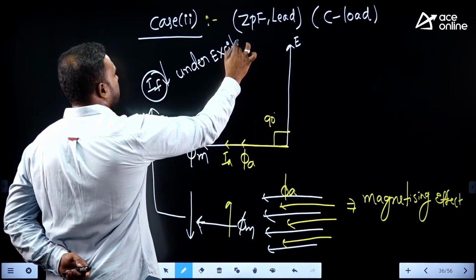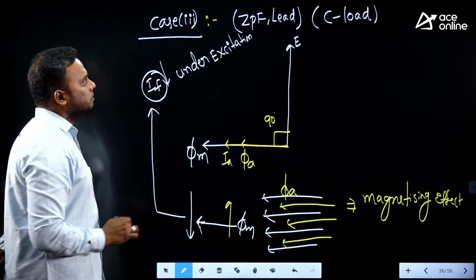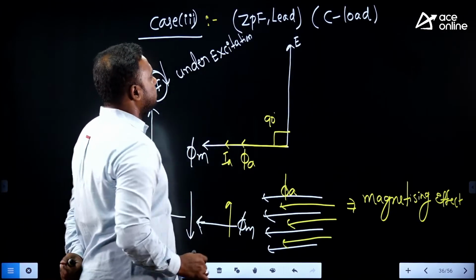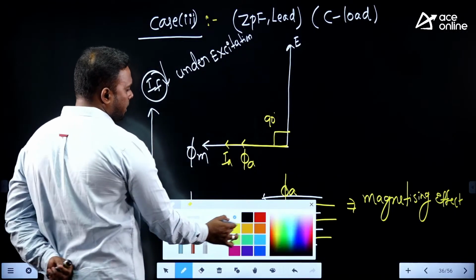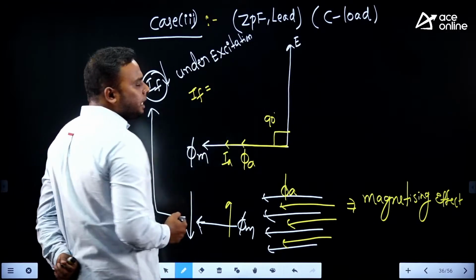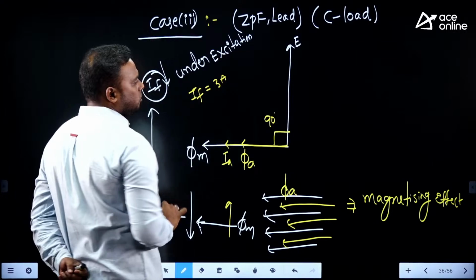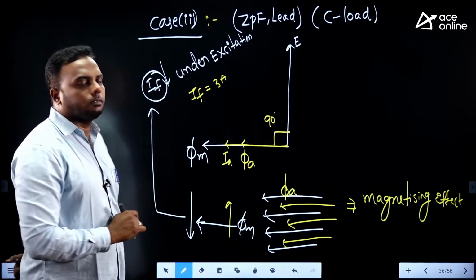That is called under excitation. So this is case 3. Okay. This is under excitation. Now for example, you take the field current IF equal to the previous normal excitation, 5 amps we had taken. Now let us take some 3 amps. The field current is reduced a little bit. So this is called under excitation.